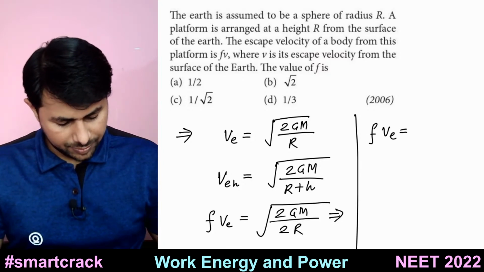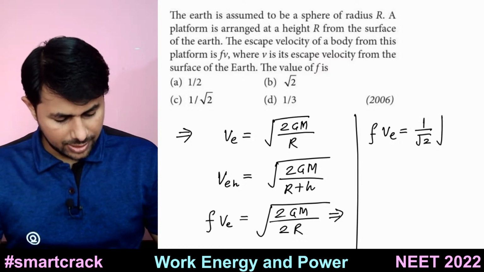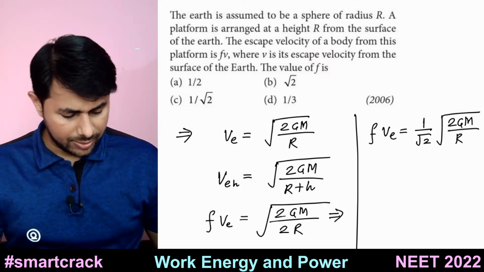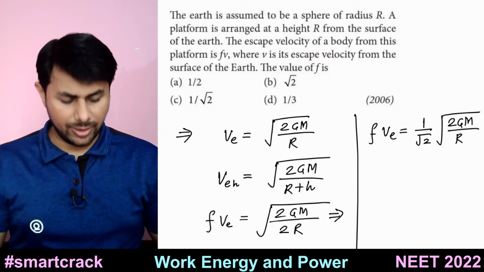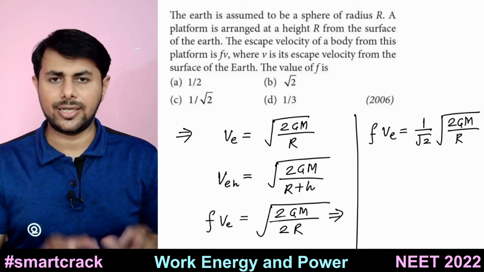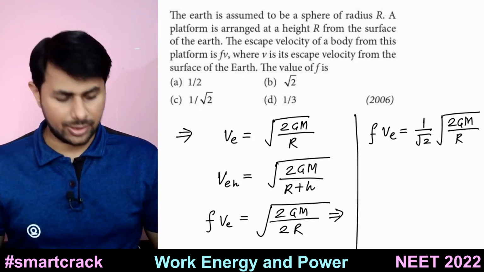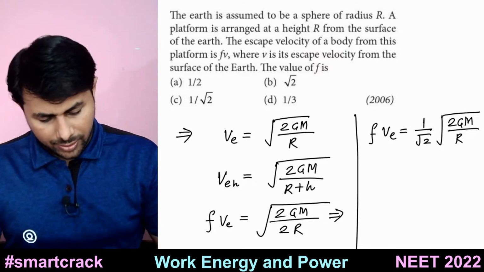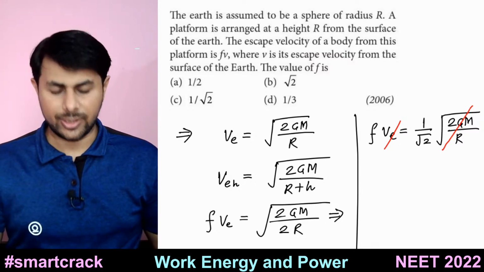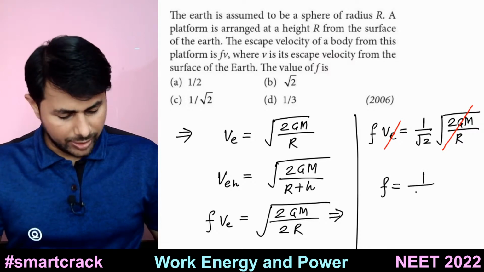I will take 1 over root 2 common from here, and then I get square root of 2GM over R. Why did I do this? Because on the left hand side I have f times ve, I want on the right hand side something times ve, and ve equals square root of 2GM divided by R. So this is equal to ve, we can cancel it out. It is escape velocity from Earth's surface. So we get the value of f, which is 1 over square root of 2.